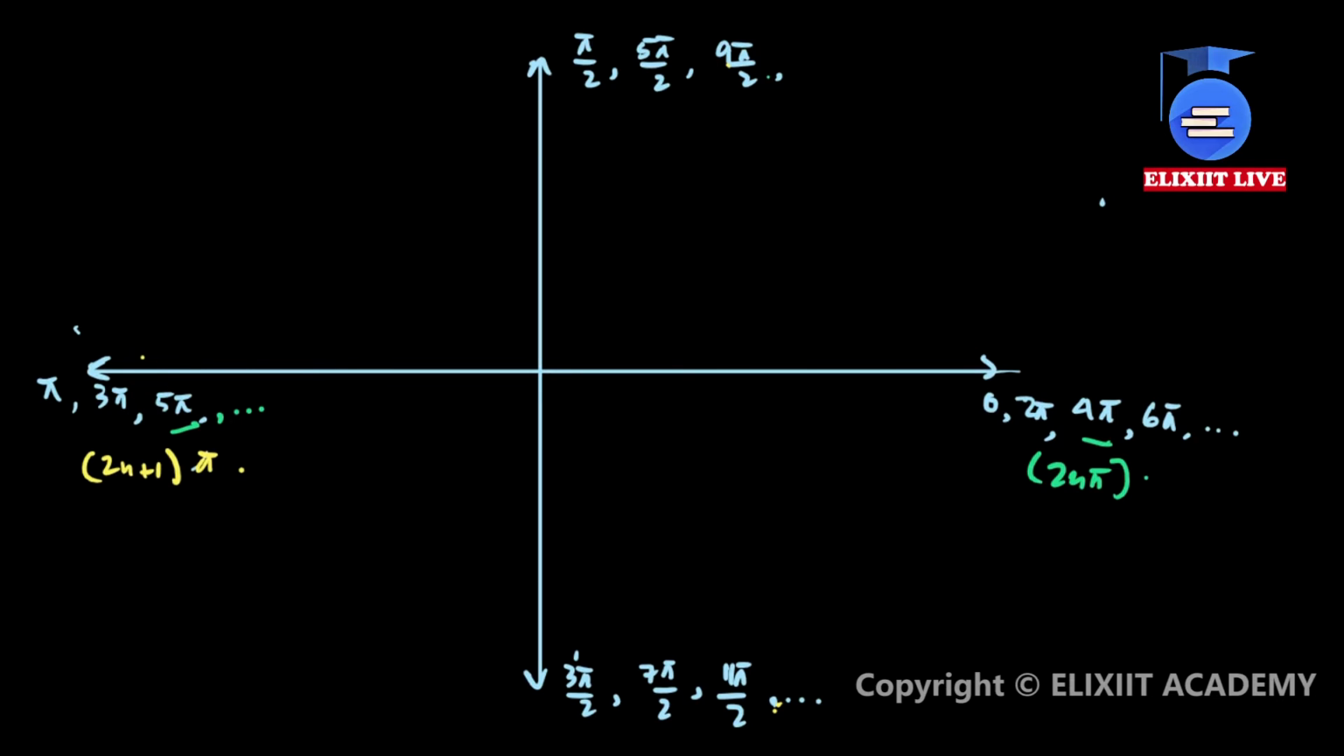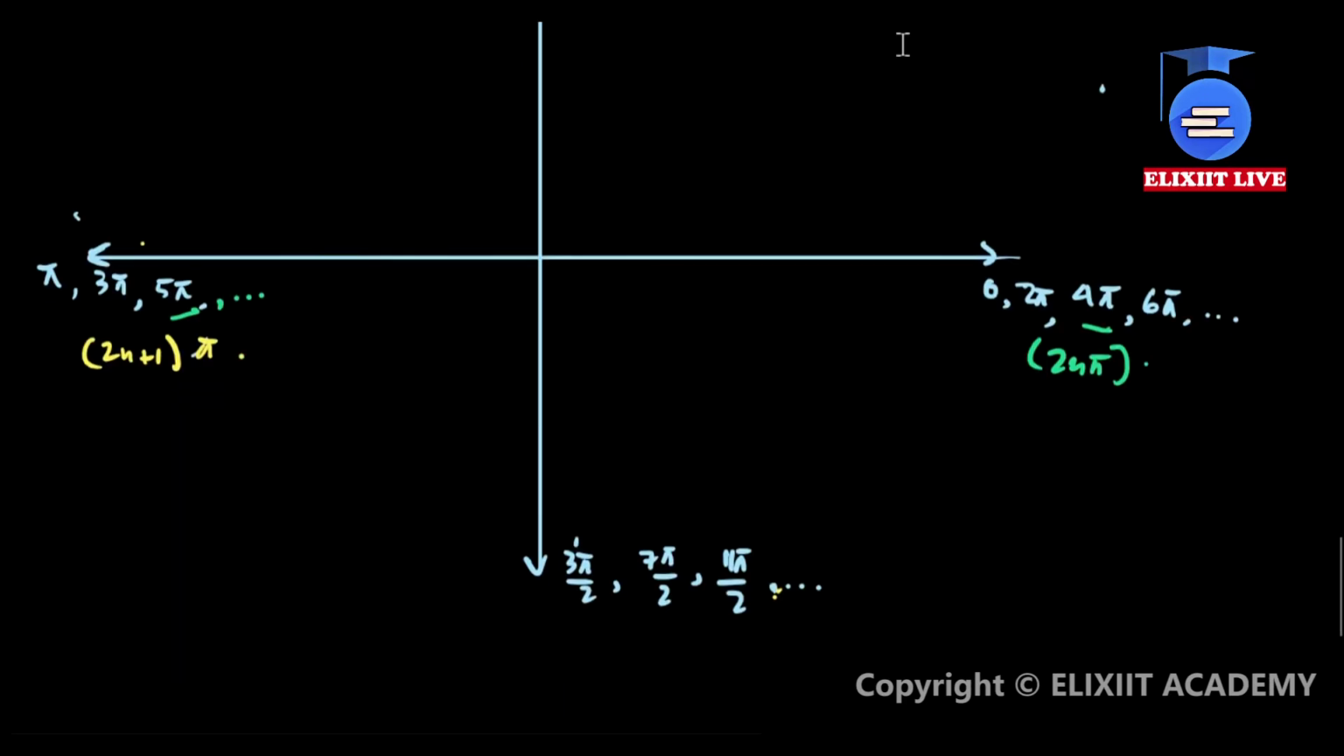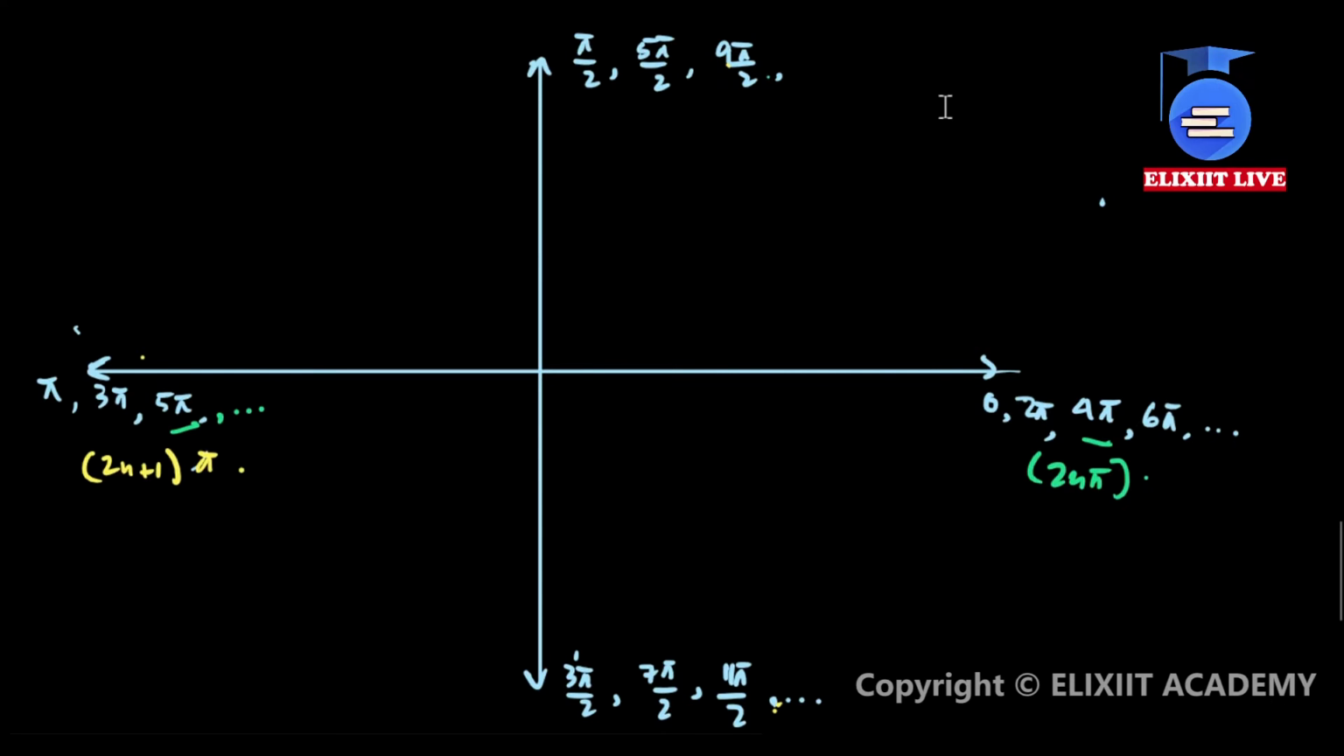Now, what are these types of angles? This is fine. This is 2n pi, even multiples of pi, but these are odd multiples of pi. Now, what are these angles actually? 3 pi by 2, 7 pi by 2, 11 pi by 2, and so on. We need to figure out what type of angles these are in general, like we have figured out over here. In general, these angles are 2n pi angles. In general, these angles are odd multiples of pi, 2n plus 1 pi angles. You need to first figure out what these angles and these angles are.